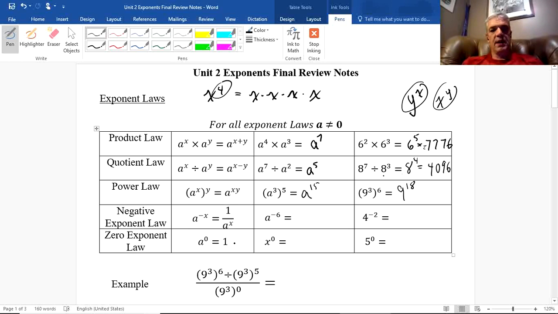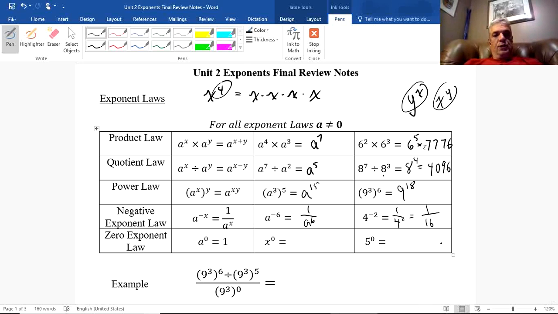And then we have the negative exponent law, and this is how we deal with negative exponents to make them positive, because basically they become 1 over and the negative sign disappears. So a to the negative x becomes 1 over a to the positive x. So this here becomes 1 over a to the power 6. The same thing holds true here, where 4 to the minus 2 equals 1 over 4 squared, which actually equals 1 over 16. And that's exactly what it equals, 1/16.